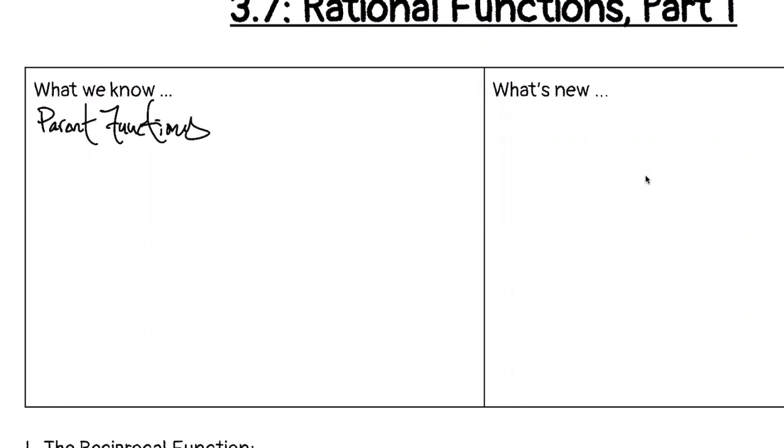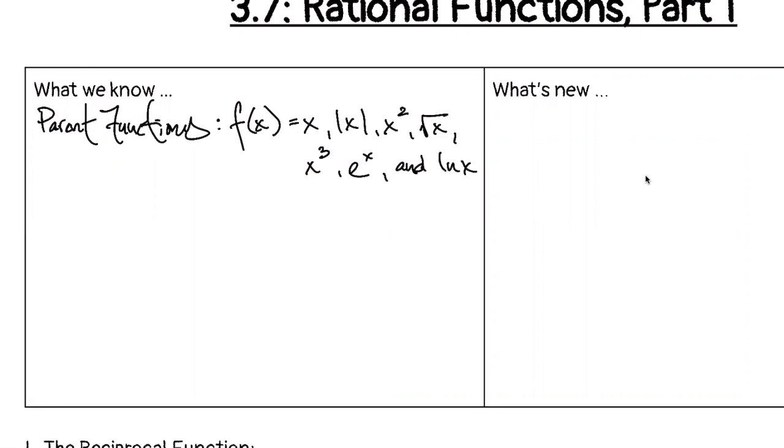Okay, so we know a lot of different parent functions, and let's just list them out here so we can remember them. We know that we can have f of x equals x, absolute value of x, x squared, square root of x, x cubed, e to the x, and the natural log of x. All right, now those are graphs that we've learned throughout our semester, and they're super, super important to keep in the back of our brains that we know the shape of all of these functions, and we know some important characteristics.